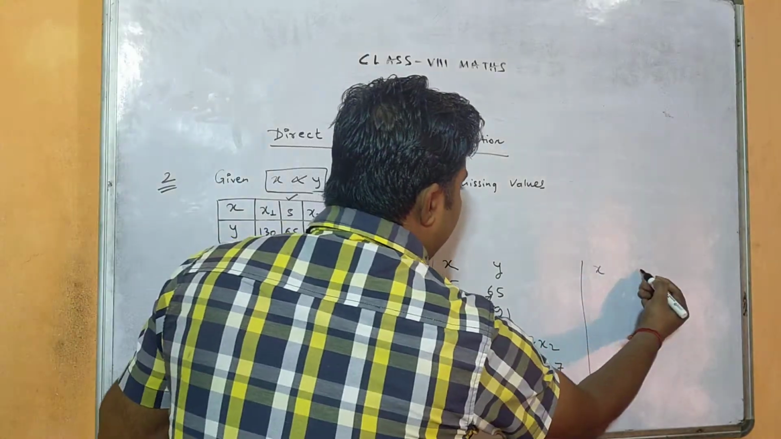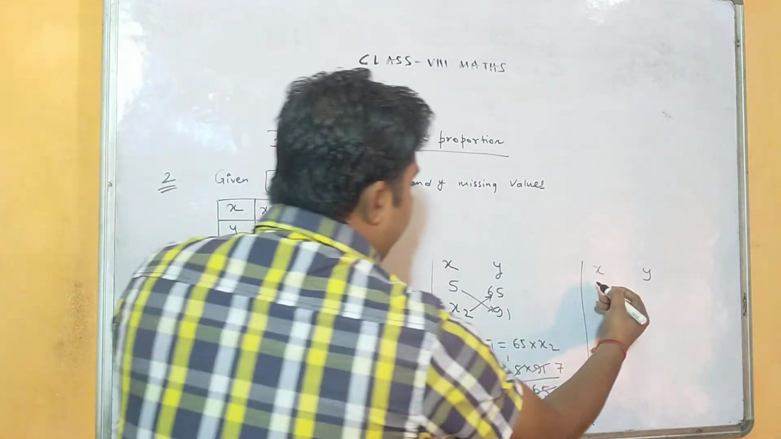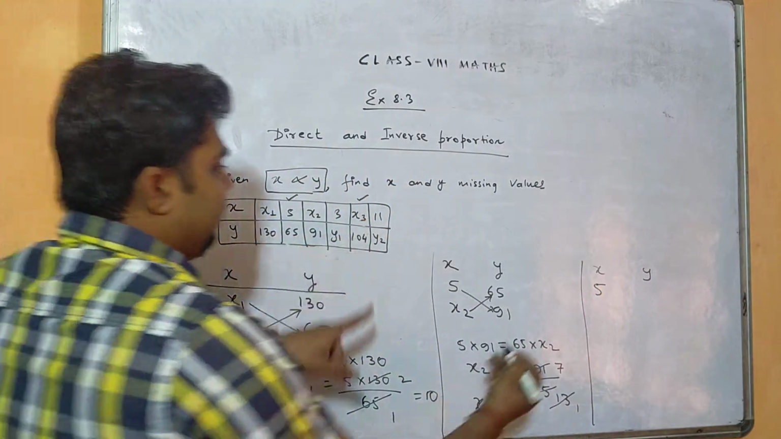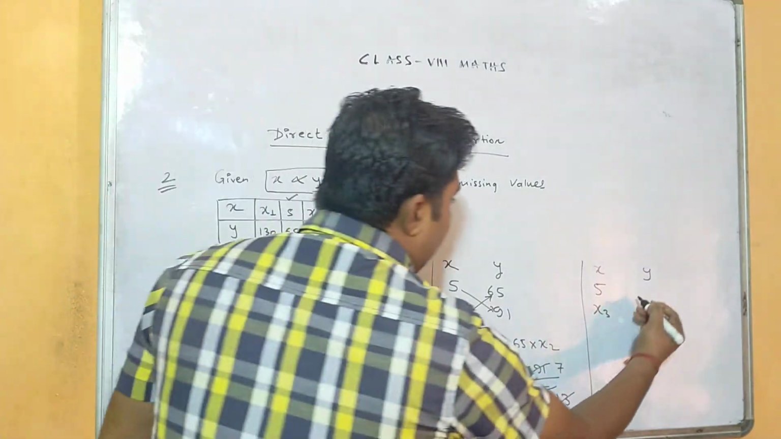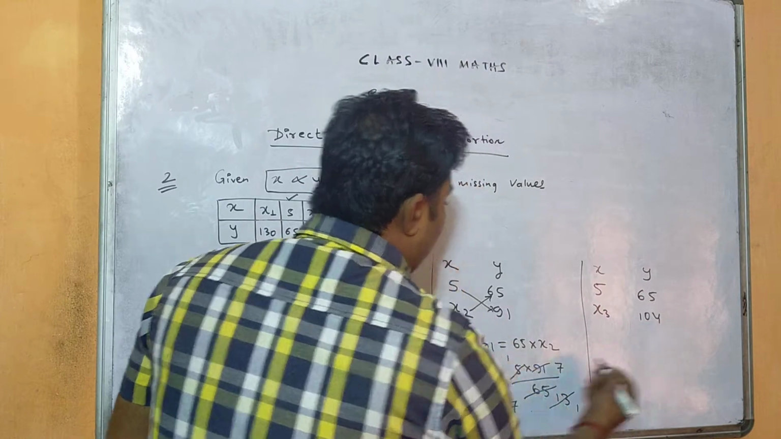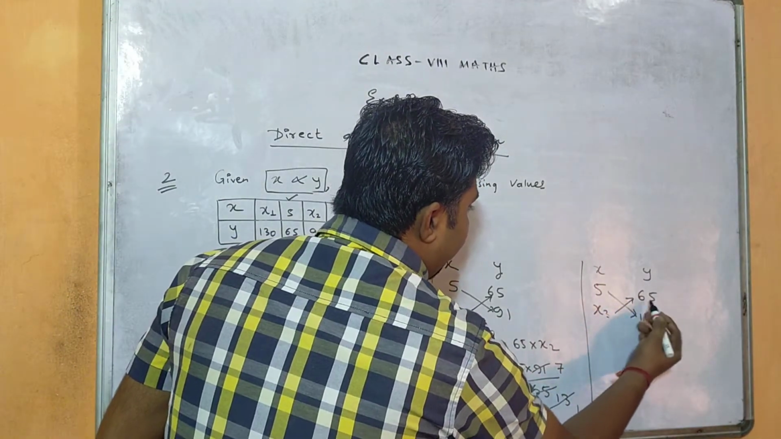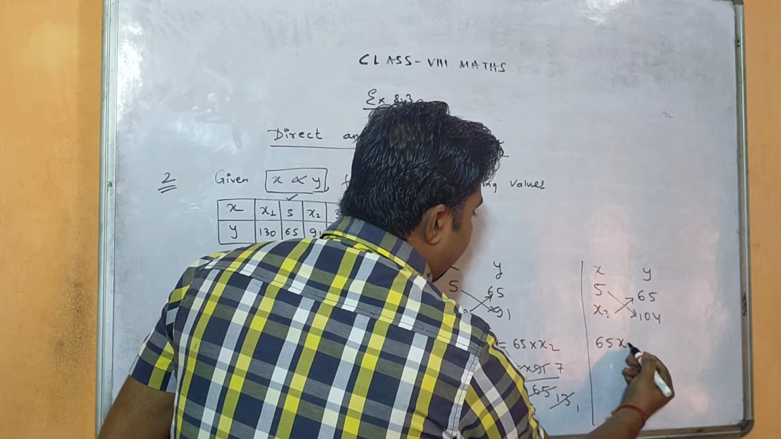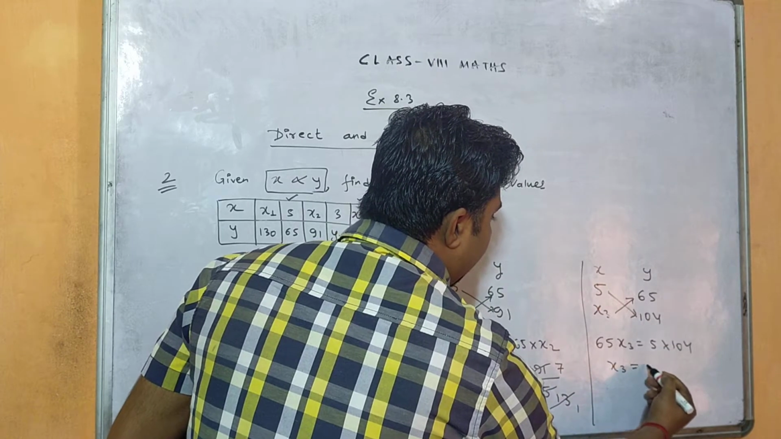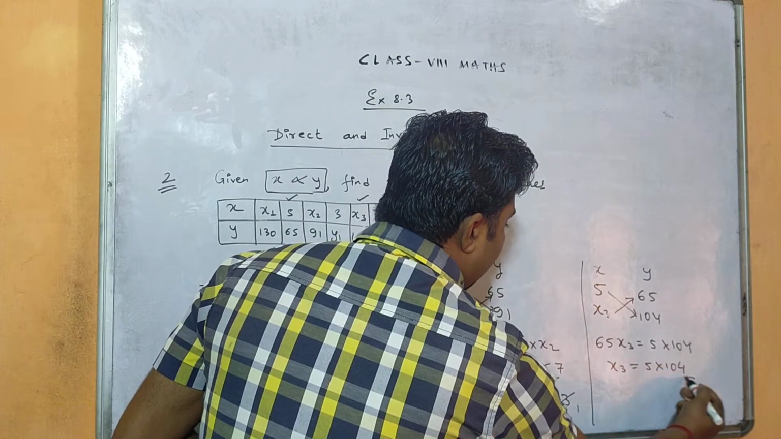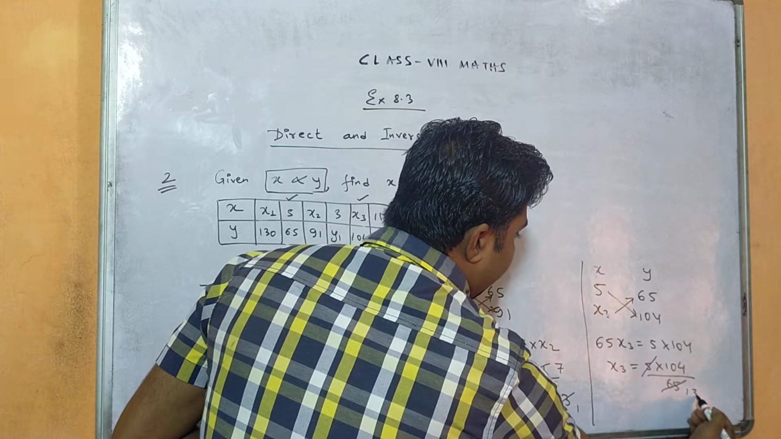Again we will write x and y. In place of x, I will write first 5 and next x3. Similarly 65 and 104. As it is directly proportional, what do we do again? We cross multiply. So that is 65 into x3, 65x3 equals 5 into 104, or x3 equals 5 into 104 divided by 65. Again we will cancel this one. 5 ones are 5, 5 13s are 65, right?